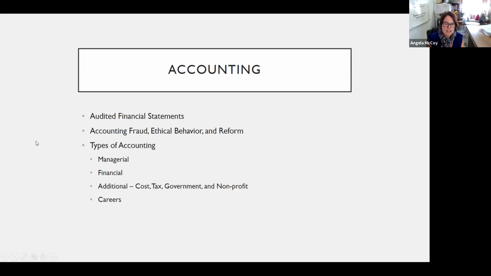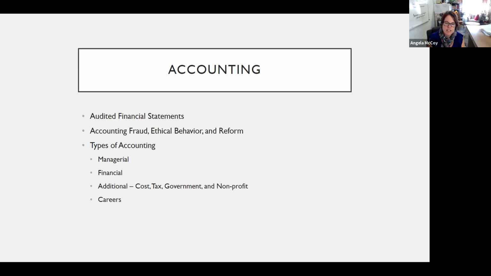Accounting is the process of systematically collecting, analyzing, and reporting financial information. Although accounting information can be used to answer questions about what has happened in the past, it can also be used to help make decisions about the future.